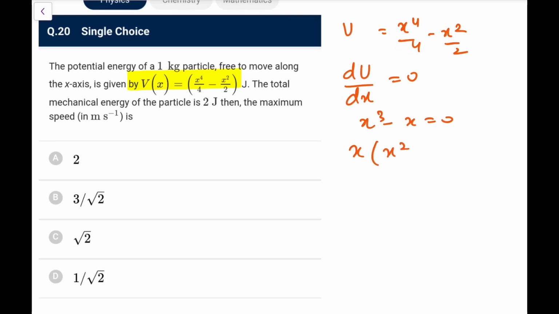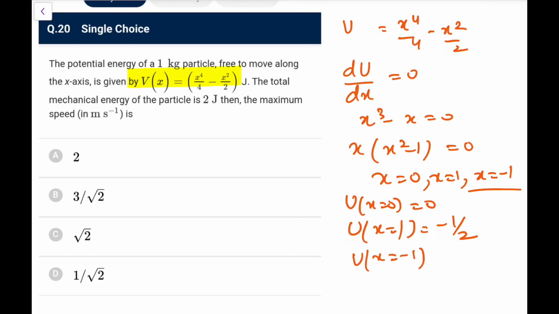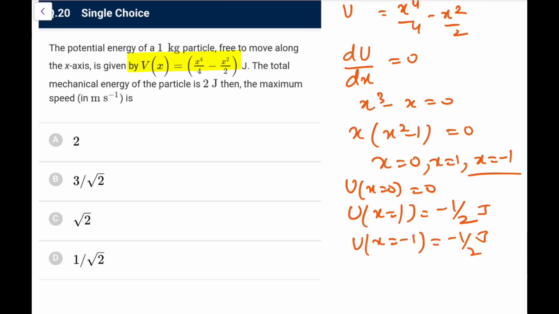So x into x square minus 1 is equal to 0. So x equal to 0, x equal to 1, x equal to minus 1. So check all the points. At 0 it is 0, at 1 it would be minus 1 by 2 joules, and at minus 1 again it would be equal to minus 1 by 2 joules. So the minimum energy that is coming is minus half joule.